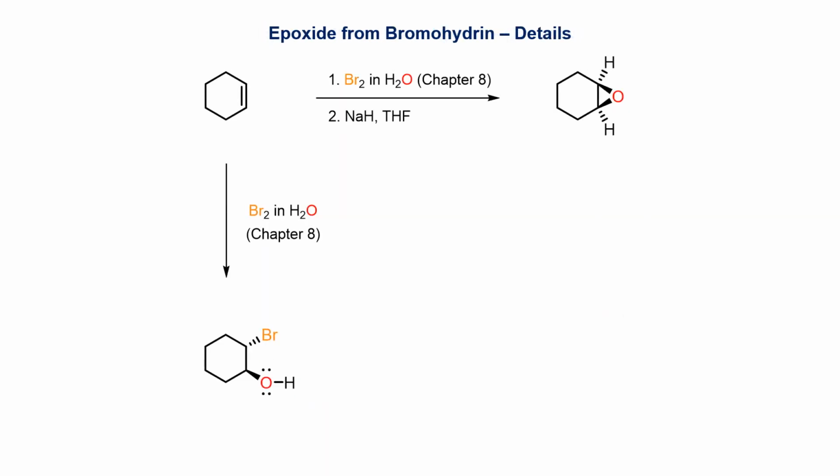The first step, covered in the earlier chapter on addition to alkenes, sees bromine adding to the alkene to form a cyclic bromonium ion intermediate. This species avoids the alternative 6-electron carbocation.